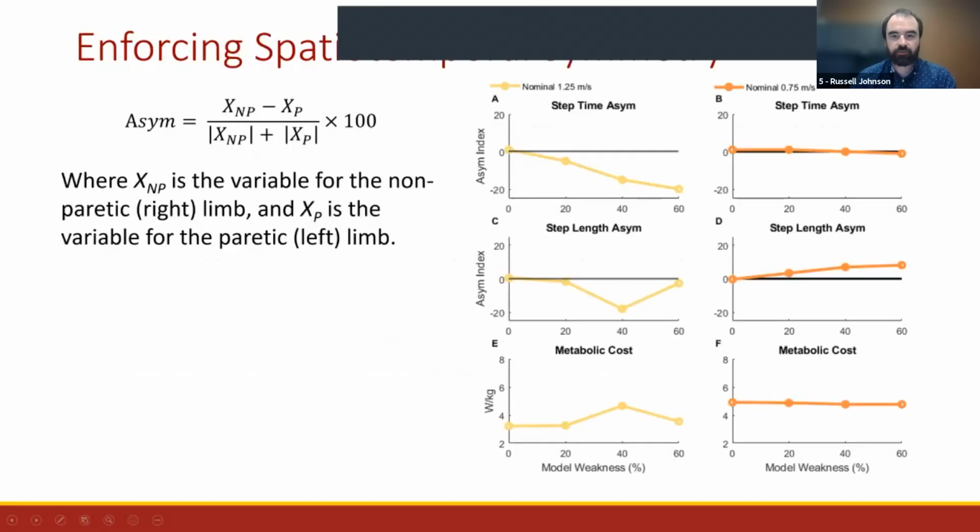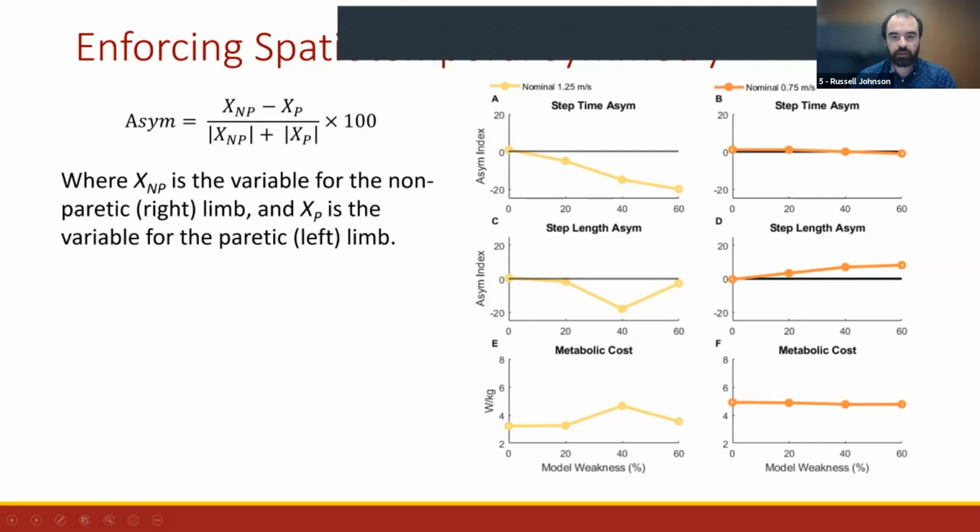here. So first, starting off with the nominal cases for each of the speeds. So to orient you to this figure on the right, the step time asymmetry is on the top, step length asymmetry is in the middle, and then metabolic cost is on the bottom. The x-axis is the type of model, so 0 representing the symmetrical base model, and then 20, 40, or 60% reductions in muscle strength. And then the y-axis for the top 2 are asymmetry index, with 0 representing symmetry, and then the bottom being cost of transport.